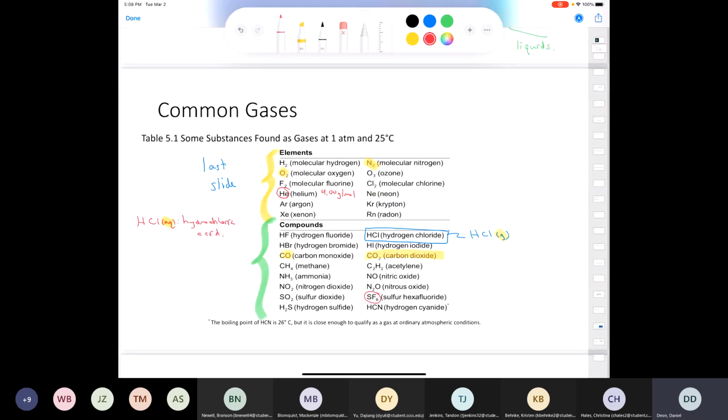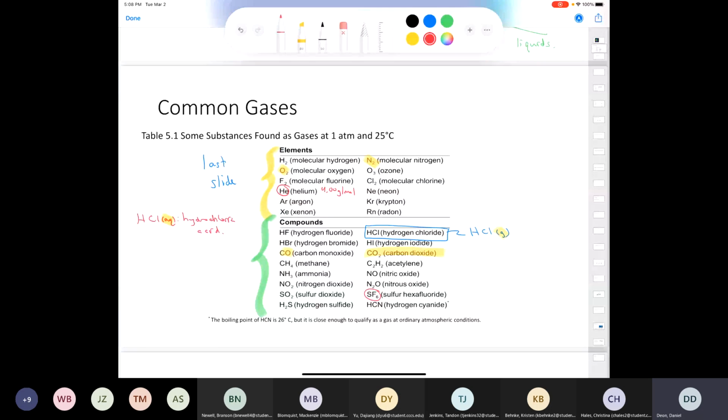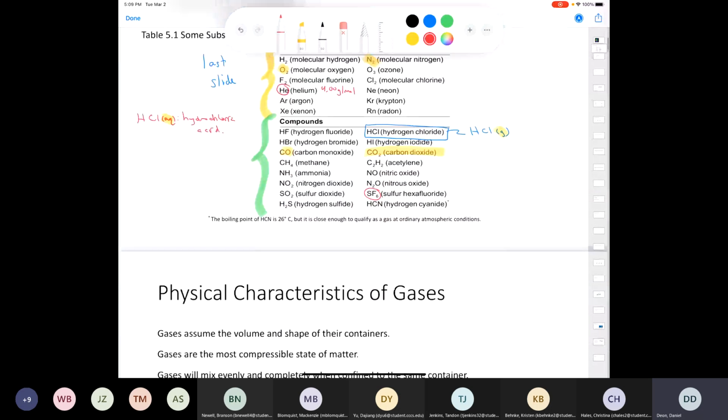So again, some substances that are found as gases at 1 atmosphere and 25 degrees Celsius. This slide is not put here for you to just go here and memorize it directly. It's just to give you an idea of what compounds are gases, and they're compounds and elements that we're going to see come up over and over and over throughout this chapter and the class.